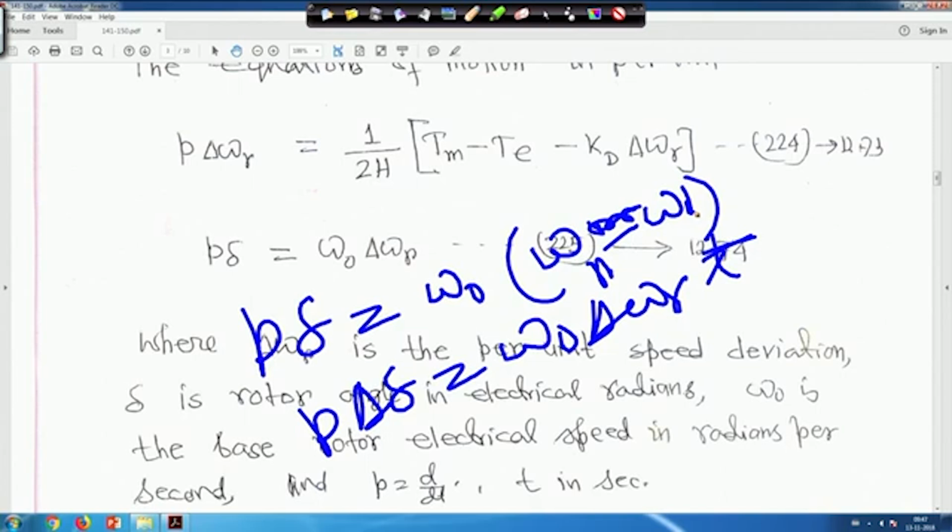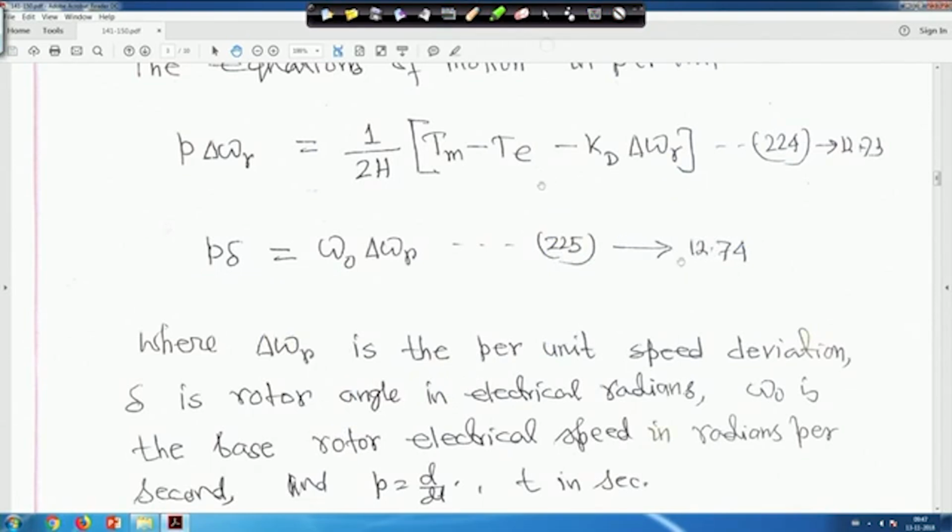So, if you take small perturbation, P delta delta is omega 0 delta omega r. That means this equation can be written with only P delta delta on the left hand side, and the right hand side remains as it is, omega 0 into delta omega r. There is no confusion at all, because it comes from this mathematical relationship. Absolutely no confusion.